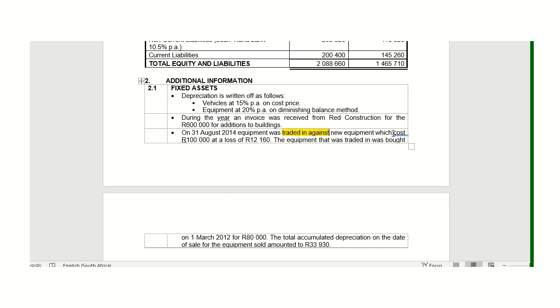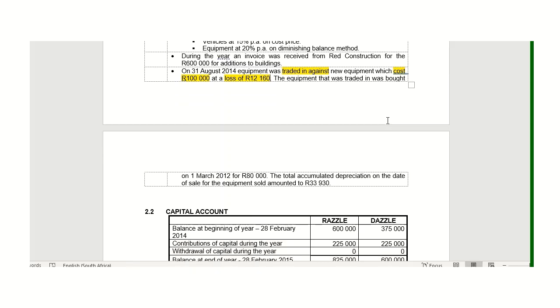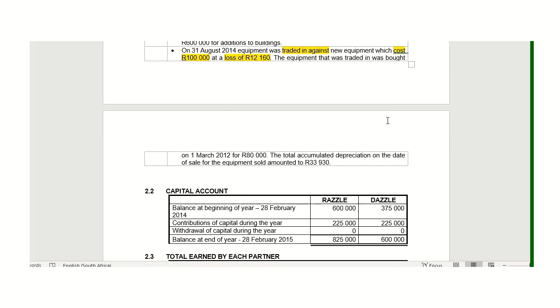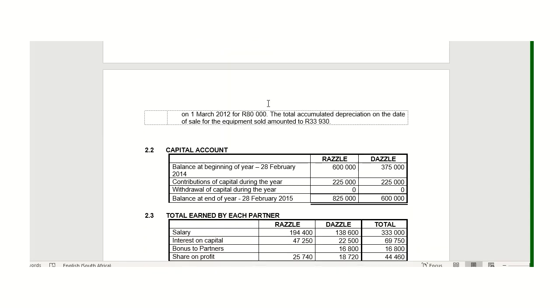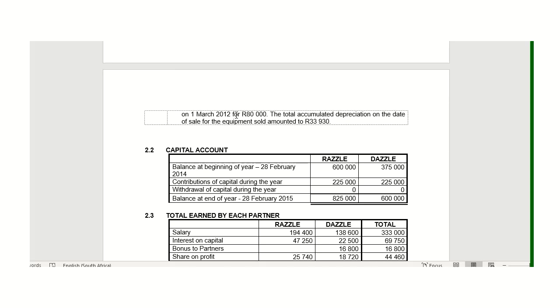It had a cost of 100,000. We're going to need that information for the asset disposal account. It had a loss of 12,000. That is also something we need for the asset disposal account. It was traded in, and the new equipment was bought on the 1st of March for 80,000. Oh, okay, the equipment that was traded in was bought on the 1st of March. So the original cost price was 80,000. So that is also important.